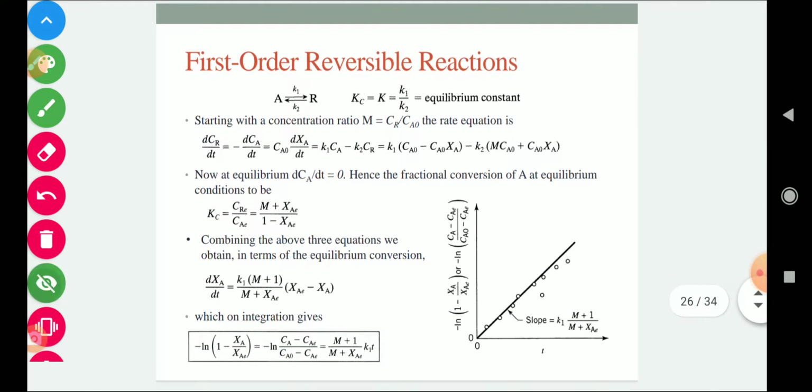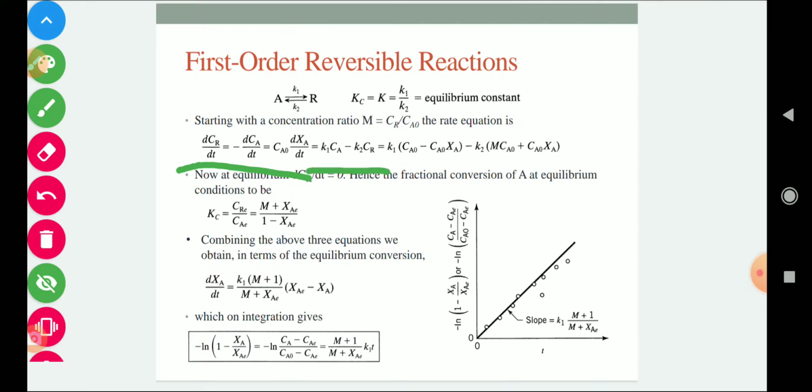The next example is if we have a first order reversible reaction. In that case, A is converting into R due to forward reaction, and again R is converting into A due to backward reaction. So at equilibrium, if Kc is the equilibrium constant, then Kc will be equal to k1 upon k2. And let's assume M equal to CR0 upon CA0. The rate equation is this one, the rate of forward reaction minus rate of backward reaction.